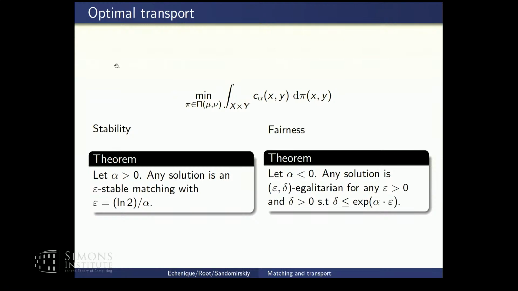When alpha is positive, any solution to this optimal transport problem will be epsilon stable, where epsilon is log 2 over alpha. Okay, so by taking alpha positive and large enough, I can get the stability requirement to be tight. Okay, I can make the epsilon small. All right.